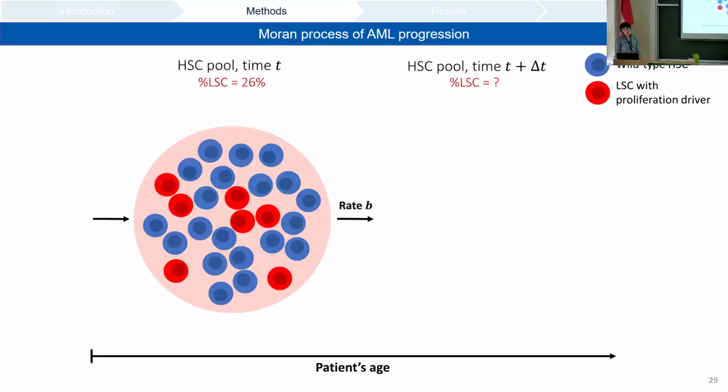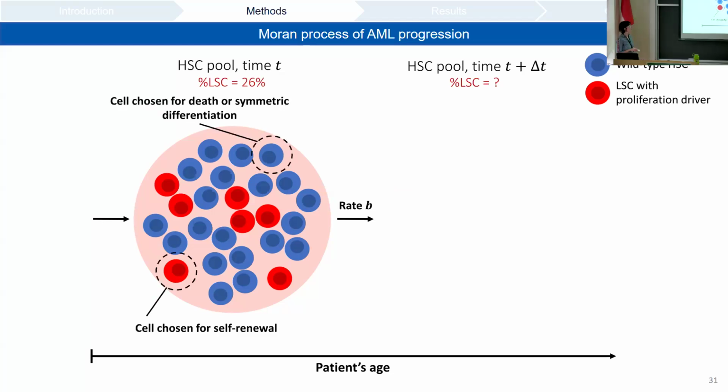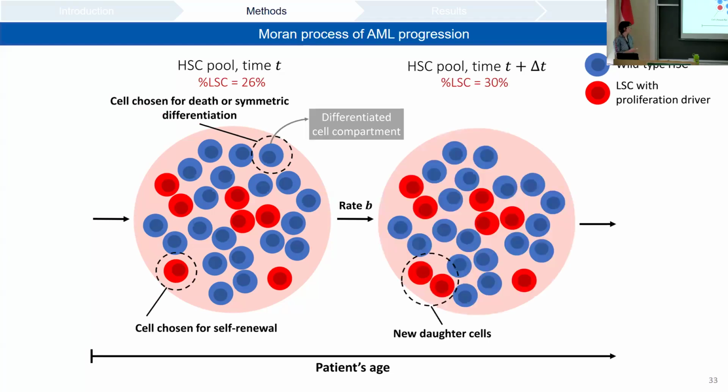So we built a Moran process, and this Moran process follows in time a population of stem cells which has wild type HSCs and leukemic stem cells with a proliferation driver. At every time step, we choose randomly a cell for self-renewal. And at the same time, we choose a cell again randomly for death and symmetric differentiation. Now, this cell will leave the stem cell compartment. And at the next time step, the cell chosen for self-renewal will produce 2 identical daughter cells.